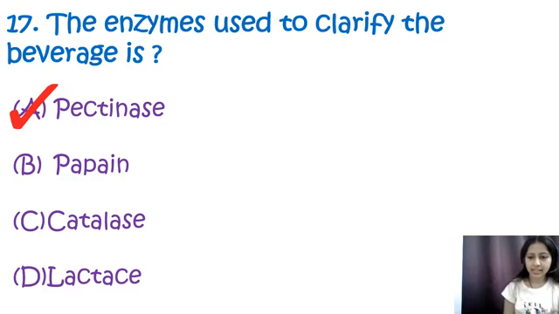So these pectinases break down the pectin, and pectin is basically a polysaccharide found in the plant's cell wall, which helps in the clarification of the beverage by reducing the cloudiness caused by the fruit pulp. So over here my correct option is A, that is pectinase.